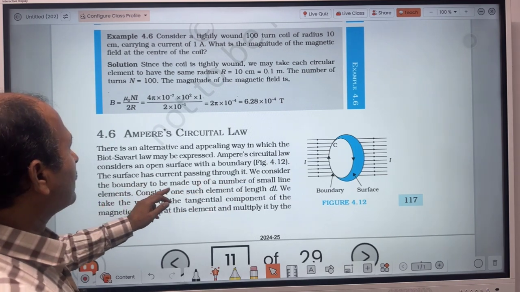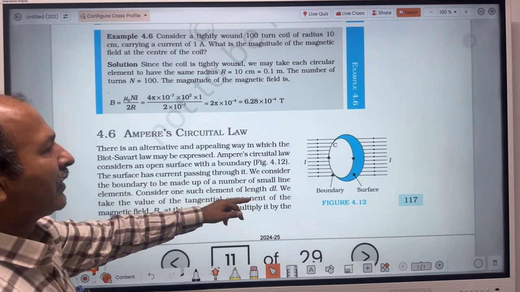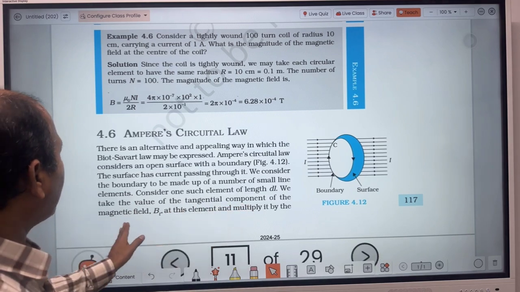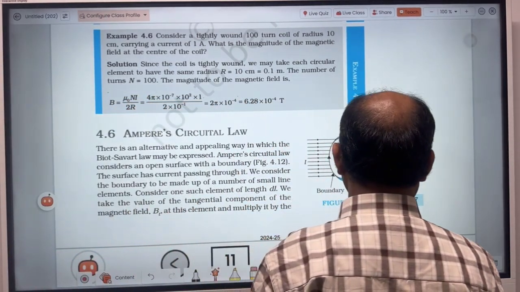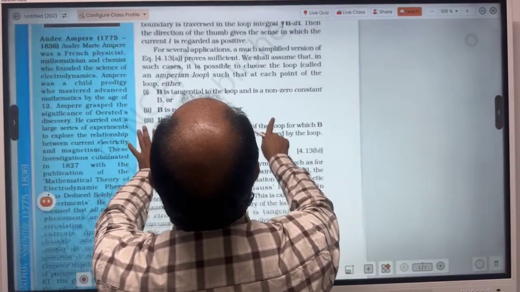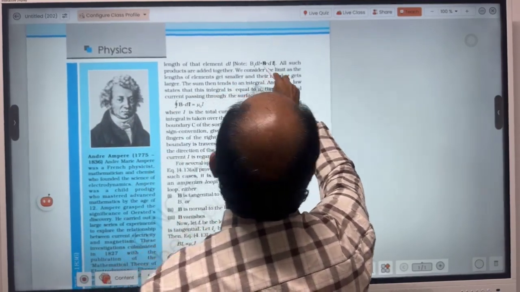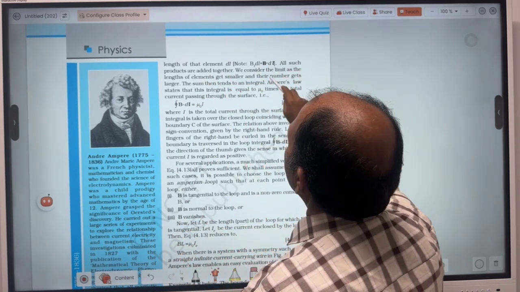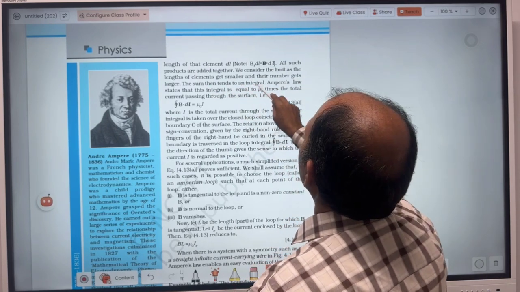We consider the boundary to be made up of number of small line elements. Consider one such element of length dl we can take, and then we take the value of the tangential component of the magnetic field Bt at this element and multiply it by the length of that element dl. So Bt dl equal to B dot dl. All such products are added together. We consider the limit as the length of elements gets smaller and their number gets larger. The sum then tends to an integral.